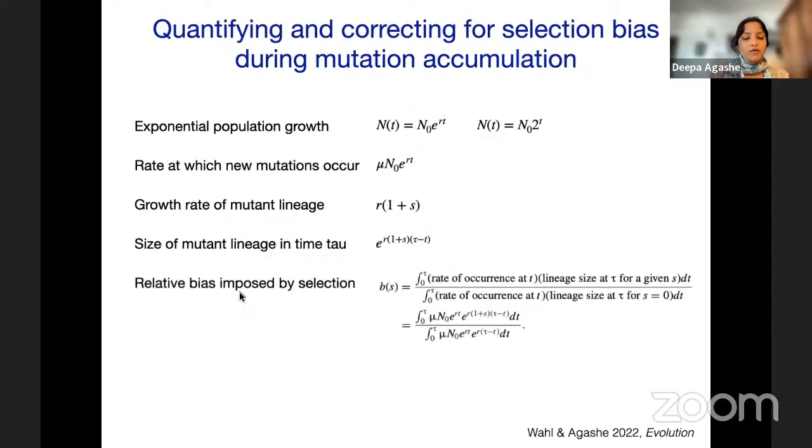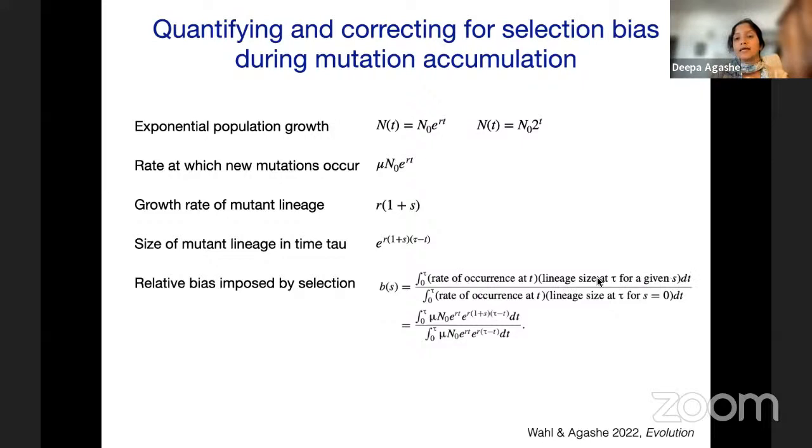Okay, so then what we can do is calculate the relative bias imposed by selection. So this is the bias as a function of the selection coefficient of that particular new mutation. How do we calculate this? We basically say how often is this mutation going to occur at time t, and what is the size of the lineage of this mutation at time tau, given that tau minus t is the time it has available to expand. We integrate that over all of the bottlenecks that have occurred, right? And the same thing we're doing in the denominator here.